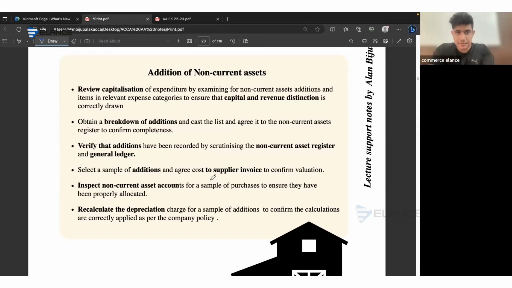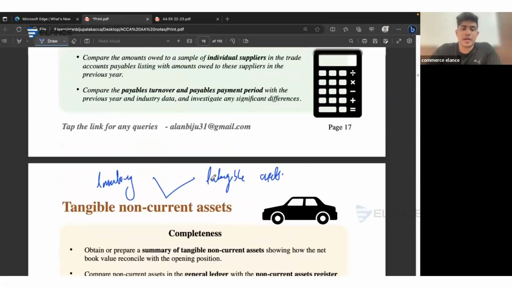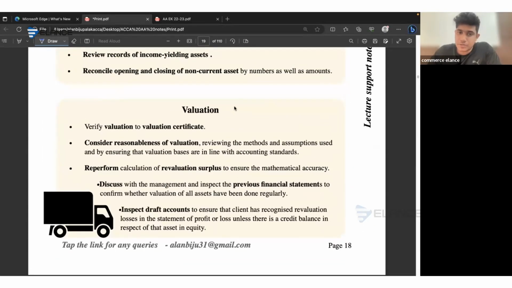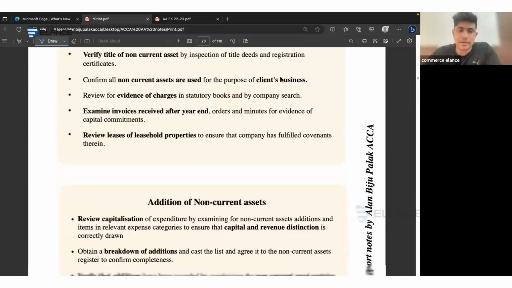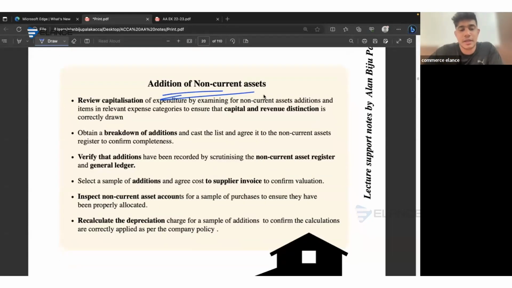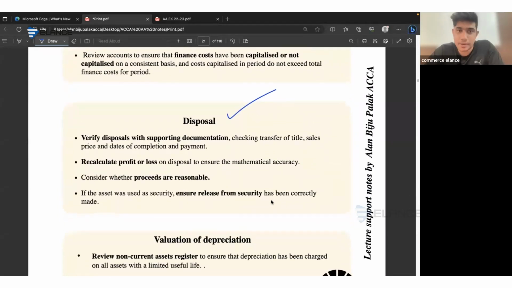So the answer will be entirely different. So you have to focus on the question properly. And when it comes to tangible non-current asset, one of the important assertions is definitely the valuation. In addition to which, normally, recurringly we get questions from the area of addition of non-current asset, then self-constructed assets and disposal of asset. Addition and disposal are the main among these.